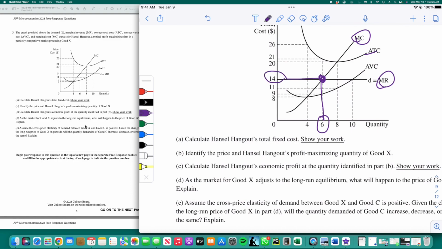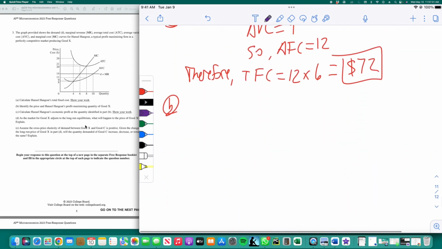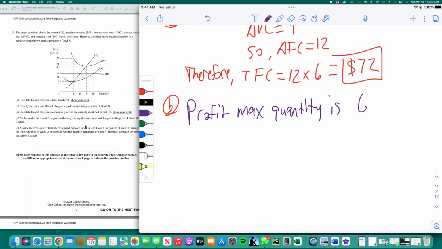So identify the price and quantity for good X. So part B, you would say the profit max quantity is 6 and the price is 14.